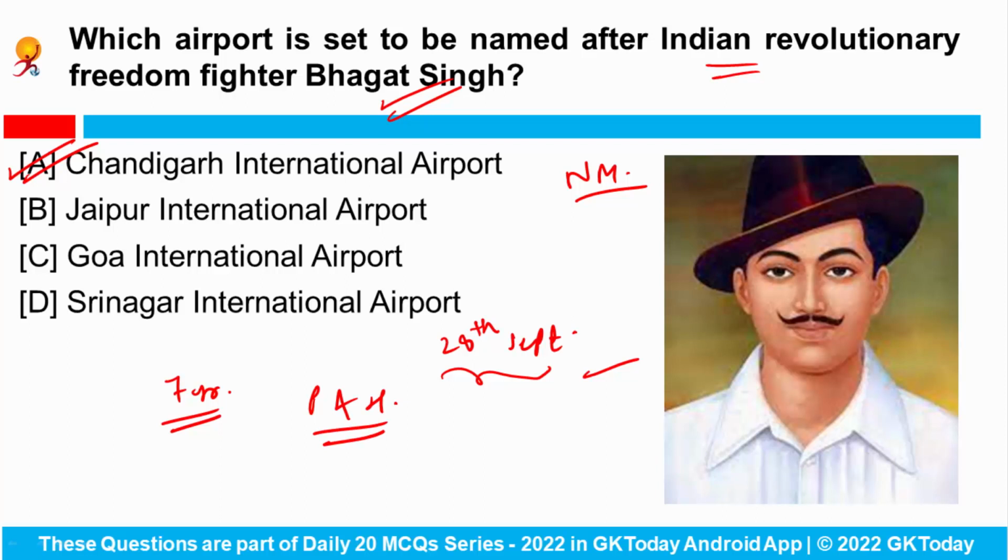So Chandigarh Airport project is a joint venture of Airports Authority of India and the governments of Punjab and Haryana. Fine. So don't forget that Chandigarh International Airport is set to be renamed after Shahid Bhagat Singh.